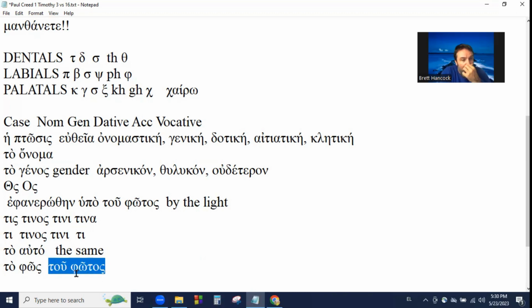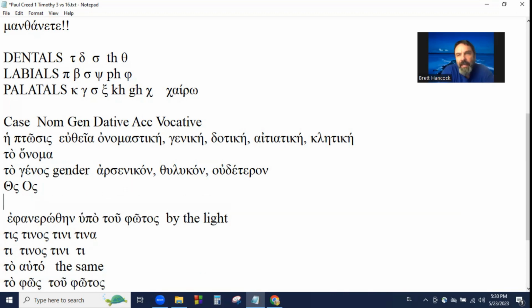So back to my point, this is the genitive, hê genikê ptôsis, the genitive case. We have to use this prothesis, this preposition. I'll give you that word. It's third declension and it's feminine. So we would say, hê prothesis. So, the preposition.